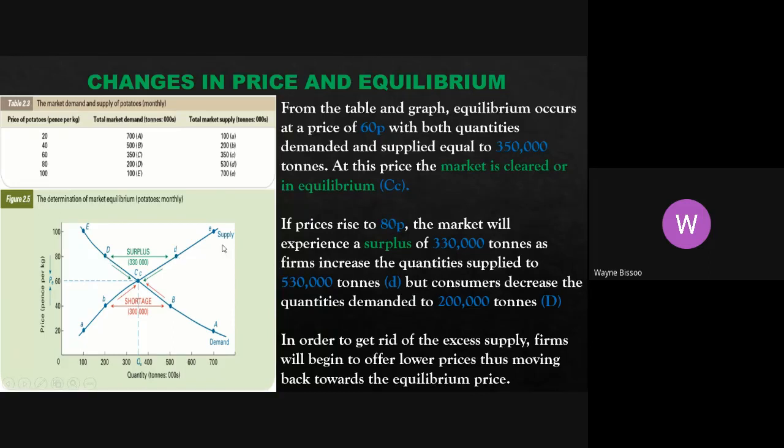And the gap there between the two is, if prices were to rise to 80 pence, it'll be a surplus of 330,000 tons, because supply is now going to be at 530,000. But consumers will only want to demand 200,000. As you can just come down there, you can see the approximations there. All right. So therefore, how do we get rid of that surplus? Well, if you have surplus in the market, what starts to happen is that suppliers will begin to lower their prices to get rid of the surplus.